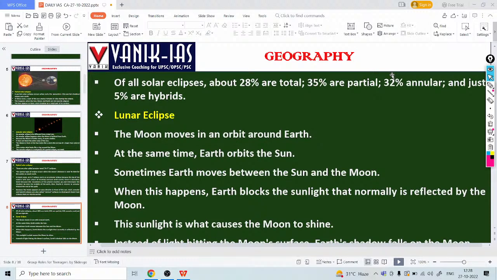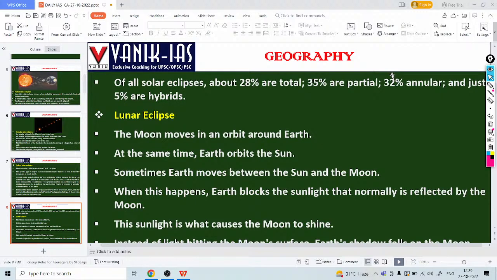It's not only solar eclipse, there is also lunar eclipse. Eclipse of the moon is known as the lunar eclipse. The moon moves in an orbit around the earth. At the same time, earth also orbits the sun. That means the moon moves around the earth and the earth orbits the sun. Sometimes the earth moves between the sun and the moon. When this happens, earth blocks the sunlight that normally is reflected by the moon.